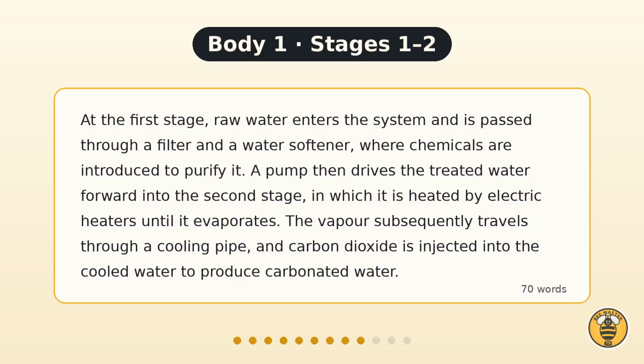Body paragraph 1 covering stages 1 and 2. At the first stage, raw water enters the system and is passed through a filter and a water softener, where chemicals are introduced to purify it. A pump then drives the treated water forward into the second stage, in which it is heated by electric heaters until it evaporates. The vapor subsequently travels through a cooling pipe, and carbon dioxide is injected into the cooled water to produce carbonated water.